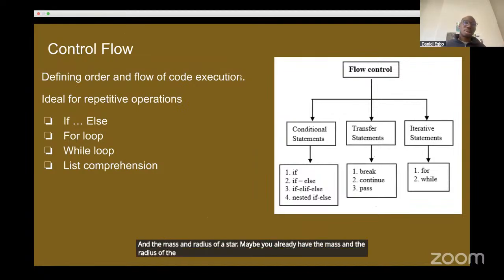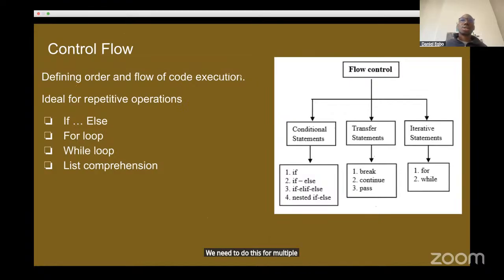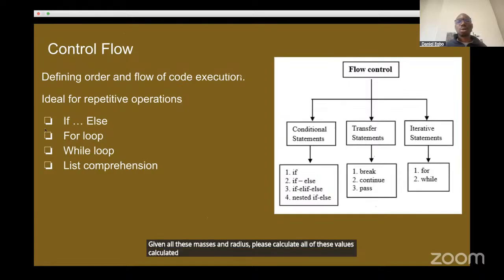There's a gravitational constant that you need to plug in, but you need to do this for multiple stars. So you can just write your code and say, given all these masses and radii, please calculate all of these values, calculate the gravitational force for me in one go, and it's going to do that. So that is what the for loop does. It loops through ranges of values to do that for you.